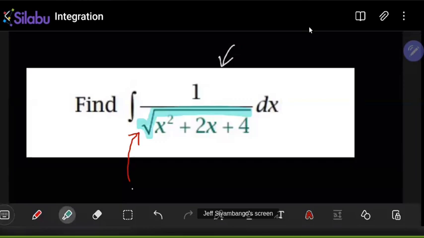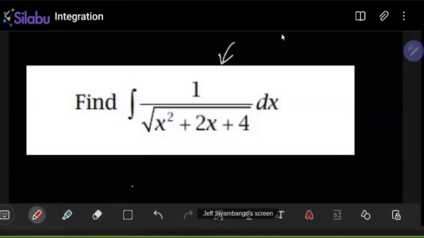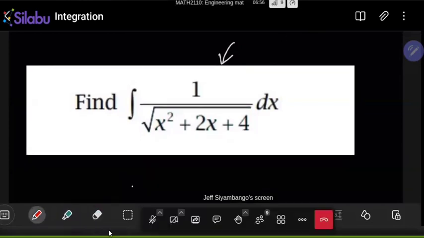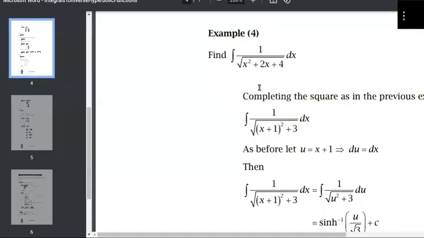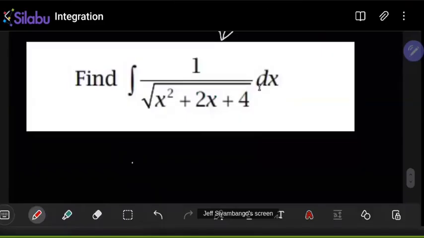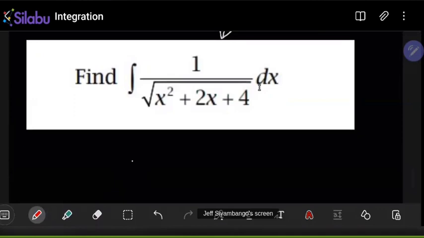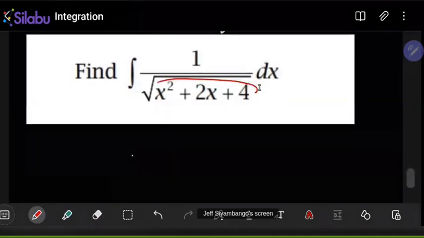But what if you have something like this one and you still wanted to integrate it? Well, to actually integrate something like this, you would first have to complete the square. Now, what do I mean? Well, if you have an expression, let's say the argument here, this is x squared plus 2x.